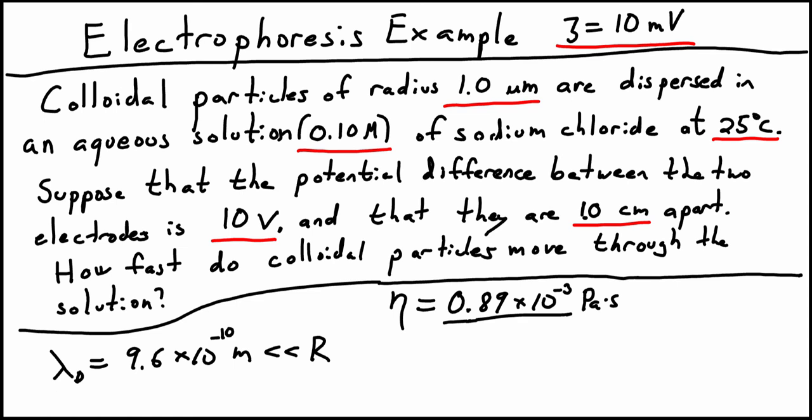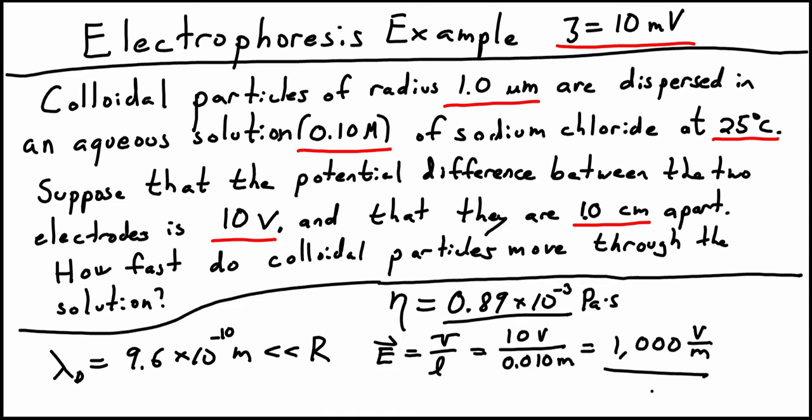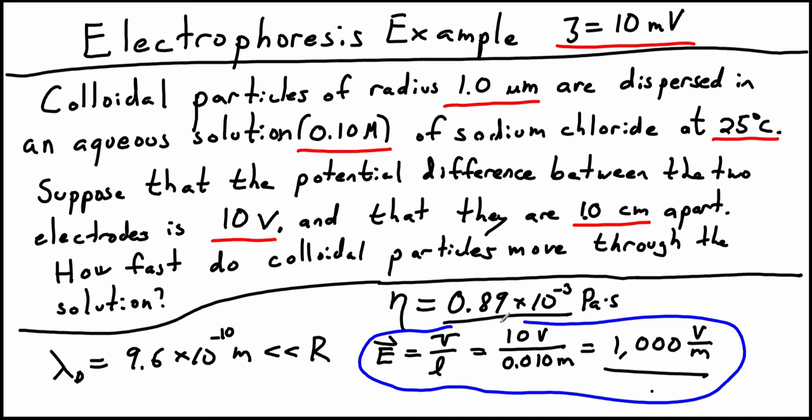We don't know the viscosity of the solution that we're using. We could approximate it, though, just using the viscosity of pure water. We aren't given the field strength, but we are given the voltage that we're using and the distance the electrodes are apart. So just using voltage over distance, we can get our field strength of 1,000 volts per meter.